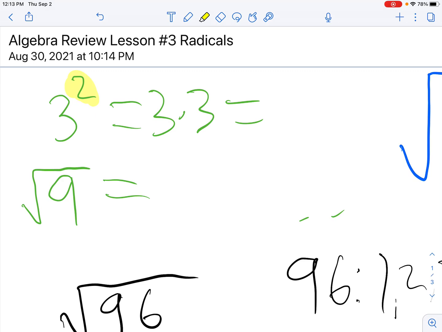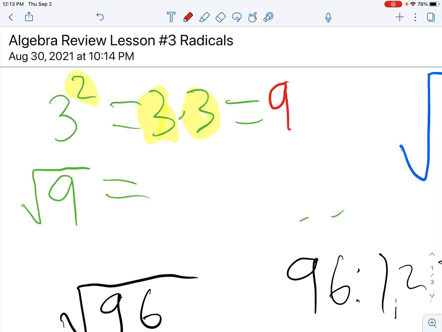So this would be 3 squared, which means 3 times 3. You multiply that number however many times the exponent is. So if it was 3 to the third, you would do 3 times 3 times 3. But we just have 3 squared, so we do 3 times 3, which is going to give us an answer of 9.